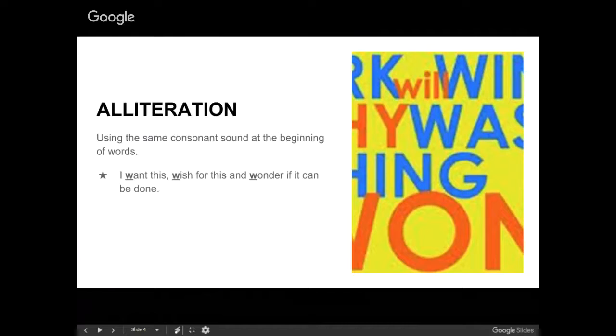Using the same sound. Okay, so for instance, I want this, wish for it, and wonder if it can be done. The musicality of the way that would read to your audience would deeper implant the idea in their brain. Okay, so that's why alliteration can be useful.